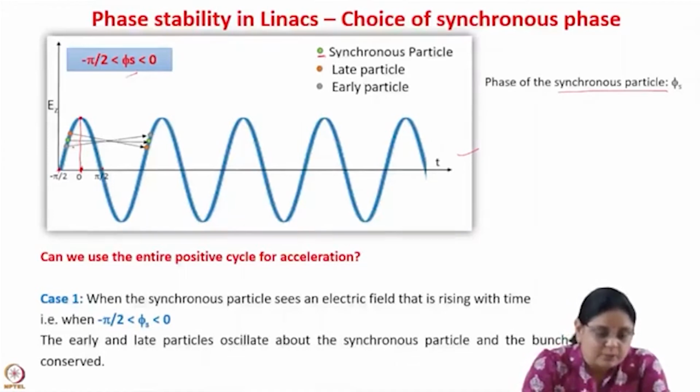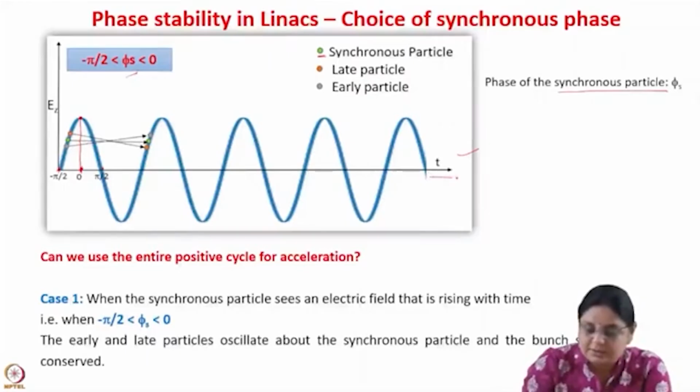So let's consider two particles. One is the early particle and another one is the late particle. The early particle is the particle that arrives before the synchronous particle, and the late particle is one that arrives later than the synchronous particle. So this is the time or the phase axis. The gray particle is the early particle and the orange particle is the late particle.